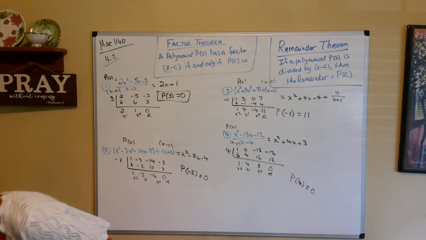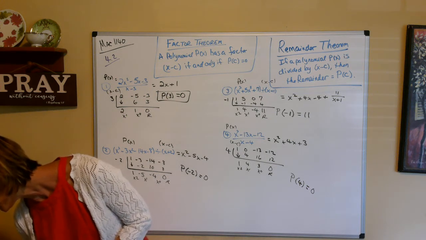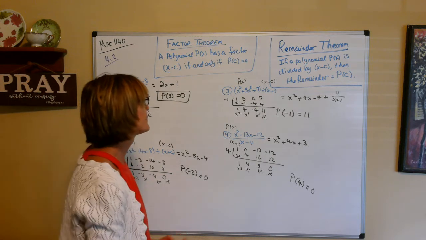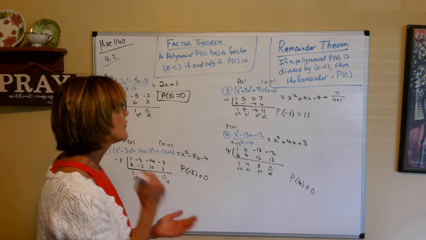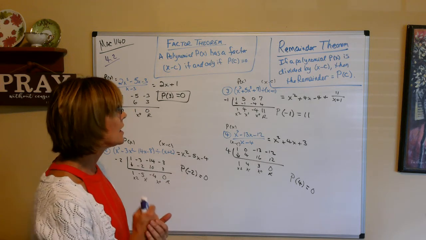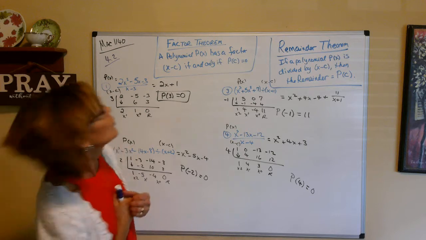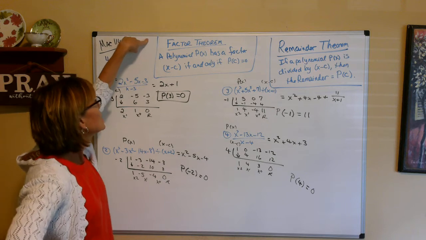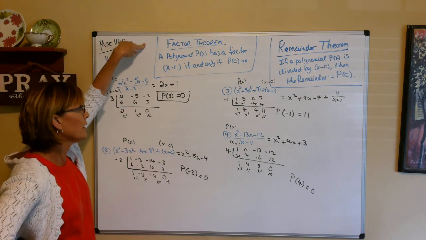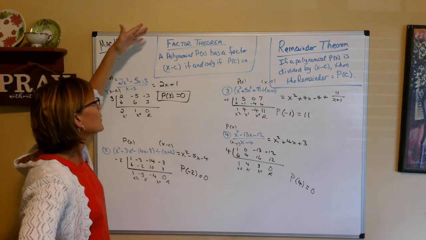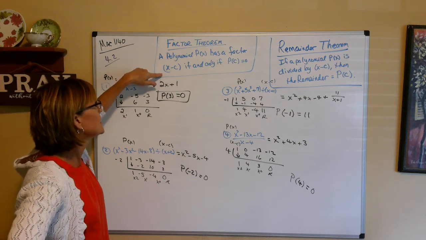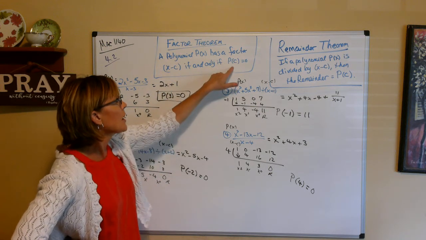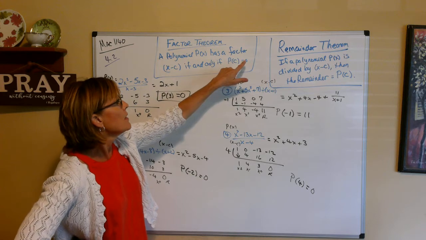Okay, that's part B. Part C says, use the factor theorem to rewrite P of x with x minus c as a factor. So let's look at what the factor theorem says. It says if you have a polynomial p of x, it has a factor of x minus c if and only if p of c equals 0. If you take that value and you plug it in and you get 0, then it's a factor.